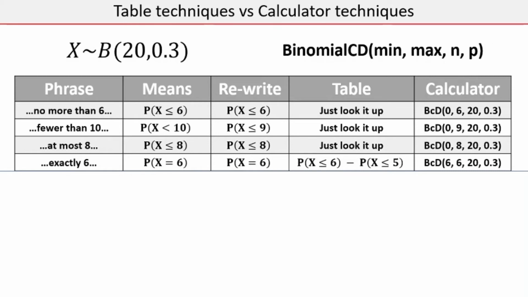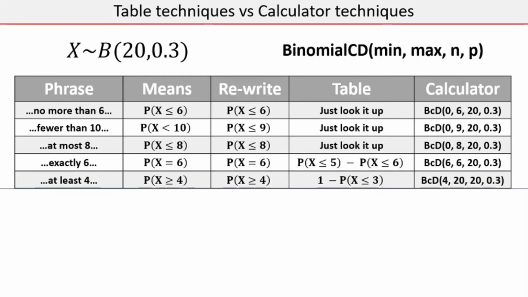In the calculator, how we're going to type this, we'll go ahead and type BCD. The smallest number we're interested in is 6. And the maximum number we're interested in is 6, because 6 is the only one we're actually interested in. So BCD 6, 6, 20, 0.3.